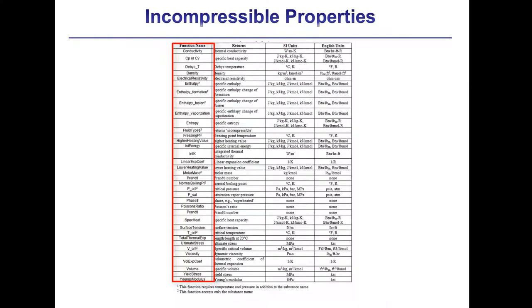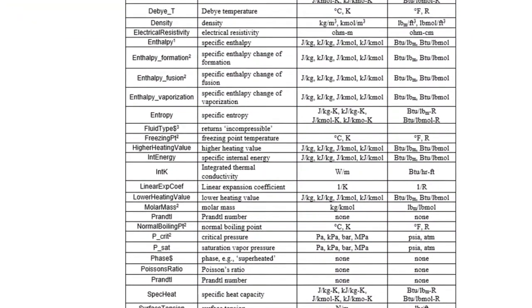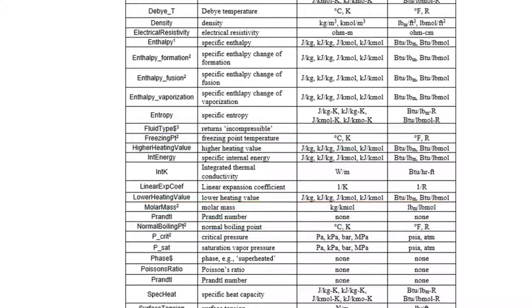Most of these properties require the substance name and temperature as inputs. There are a few exceptions like freezing point, normal boiling point, and molar mass. These only require the fluid name. Also, the property enthalpy requires both temperature and pressure.